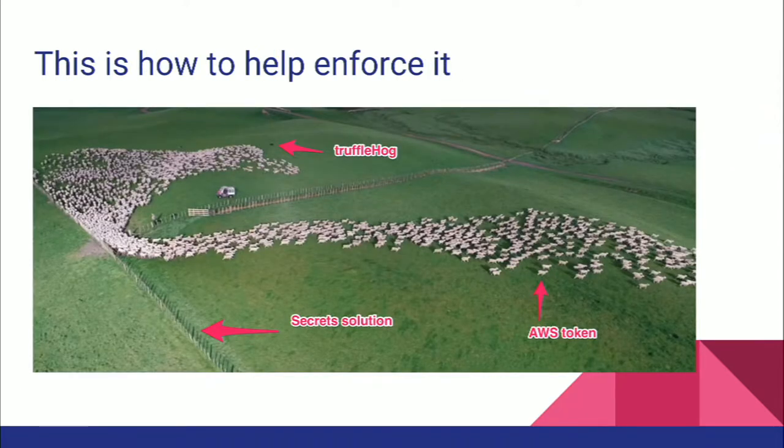So you can see TruffleHog up there, that tiny border collie up in the corner, and all those lambs are your AWS tokens. And TruffleHog's goal is to herd them all into your secrets management solution.